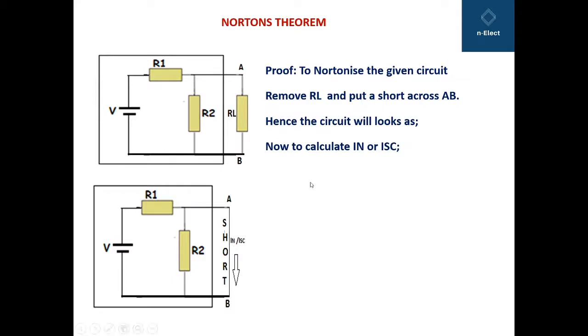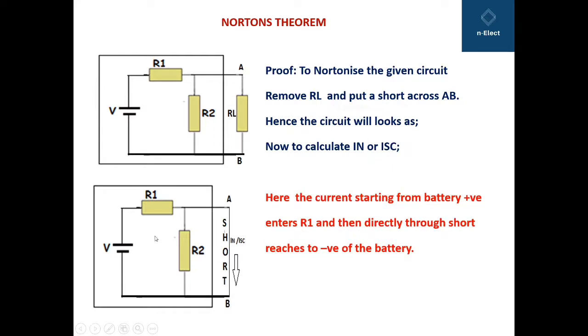Now to calculate the value of IN or ISC, here the current starting from the positive terminal of the battery enters R1, and after coming here there are two paths, no doubt, but all the current will flow through the short circuit because current always prefers the zero resistance path or minimum resistance path. Here the current is getting a zero resistance path since it's a short circuit path, and therefore all the current will flow through the short circuit and no current will flow through the path where the resistance exists.